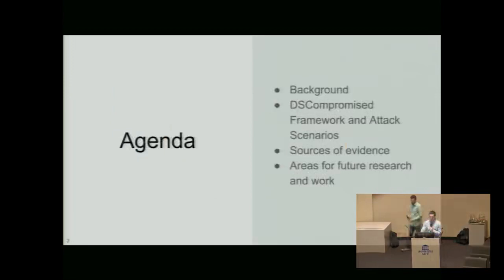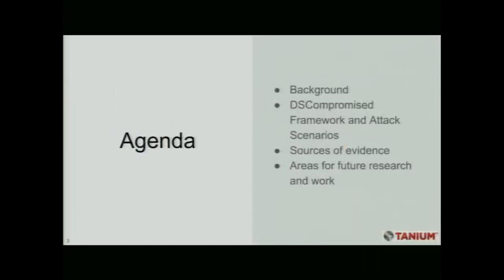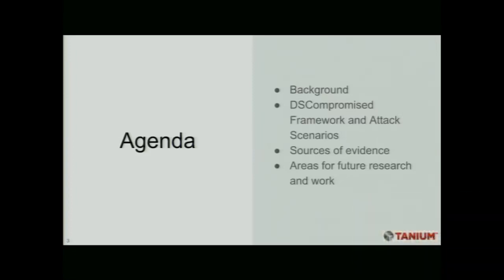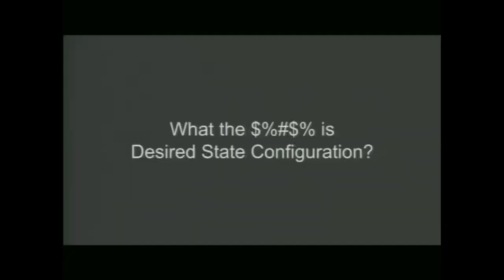So agenda for today, we'll do a quick background to cover what DSC is and why we chose it as a topic of research. We'll introduce the DS compromised framework and walk through a few different attack scenarios. We'll do some live, well, quasi-live demos, some videos showing it in action. And then we'll switch from the red team angle to the blue team angle. We'll go from attack to defense and talk about the sources of evidence you could use to detect what we're presenting today. And then we'll wrap up with areas for future research and work.